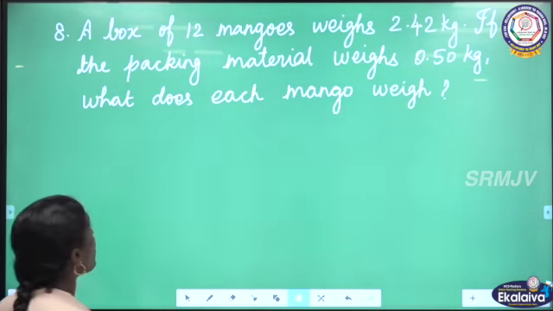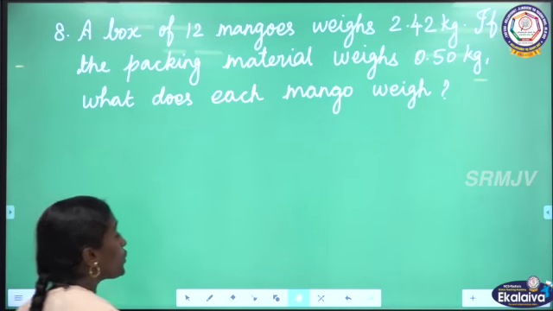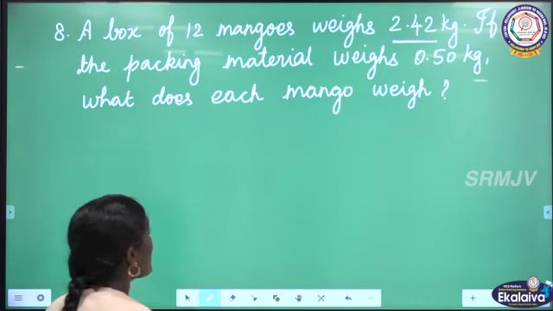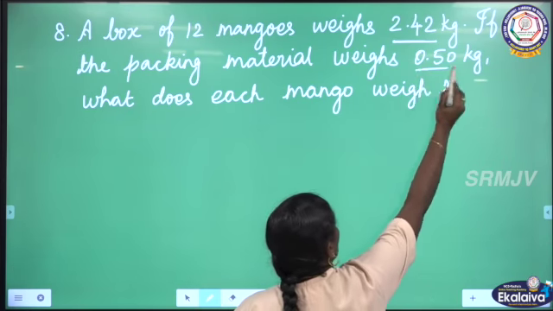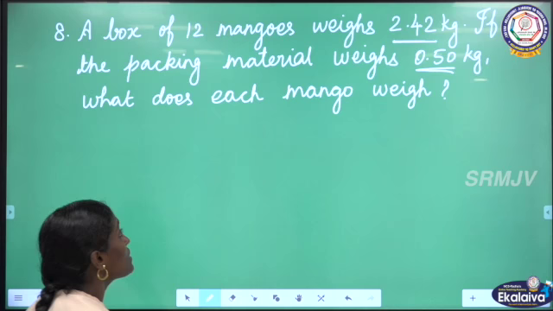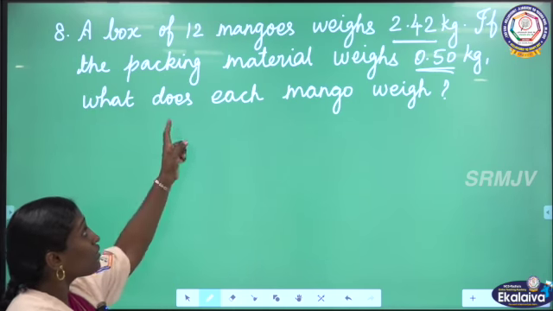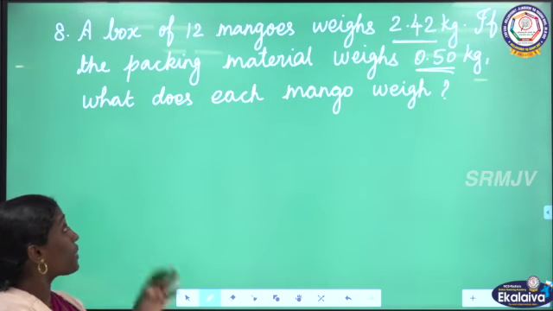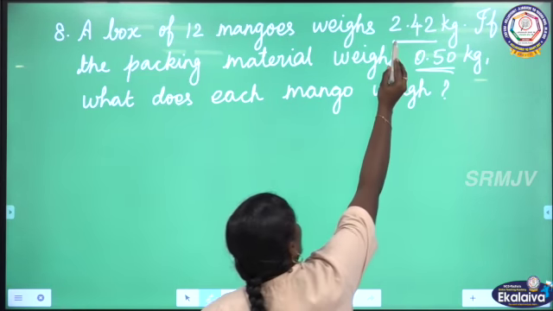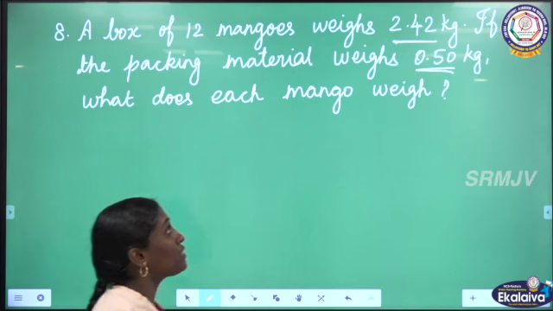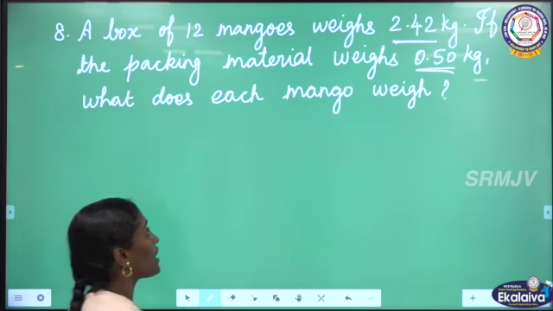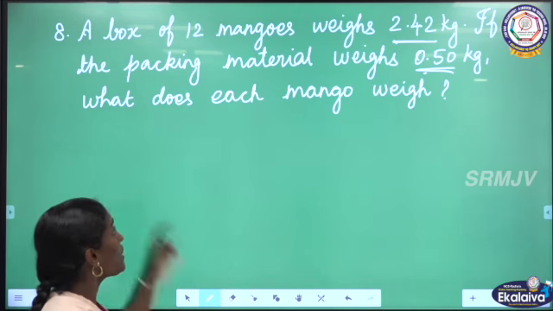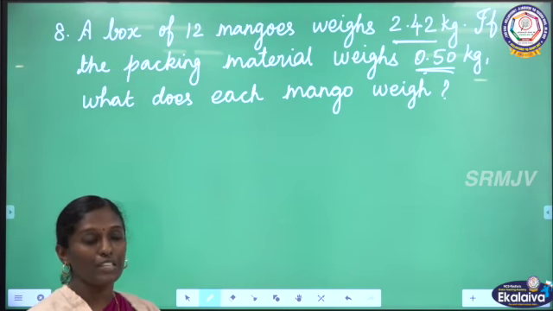The next question, a box of 12 mangoes weighs 2.42 kilogram. If the packing material weighs 0.50 kilogram, what does each mango weigh? Here what is given? 12 mangoes plus the weight of packing material together, that is 2.42 kilogram. Here the weight of the packing material alone is 0.50 kilogram. Now we have to find out the weight of each mango.